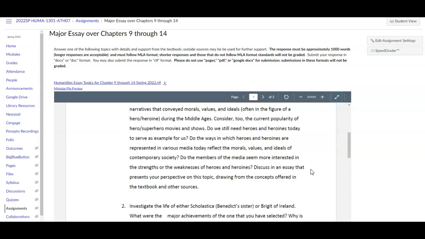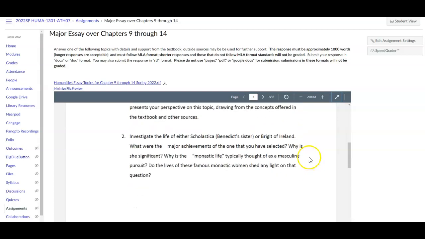And so we have some of these views that are a little tempered now in modern society. And I'm asking you to think about that: what the heroes of the Middle Ages represented, what they were trying to show, and what the heroes that we see in literature and movies and shows are trying to show us now. So that's what you should focus on when you're looking at that topic.